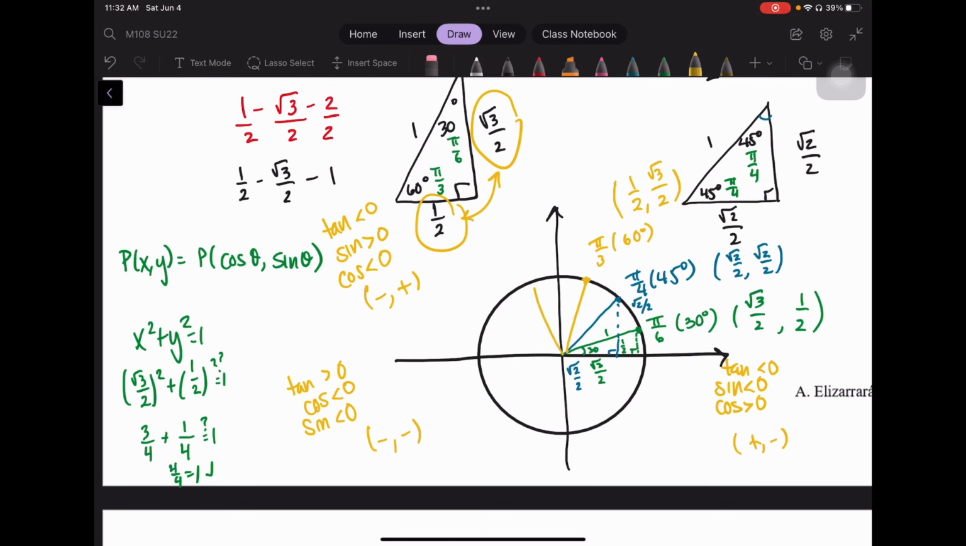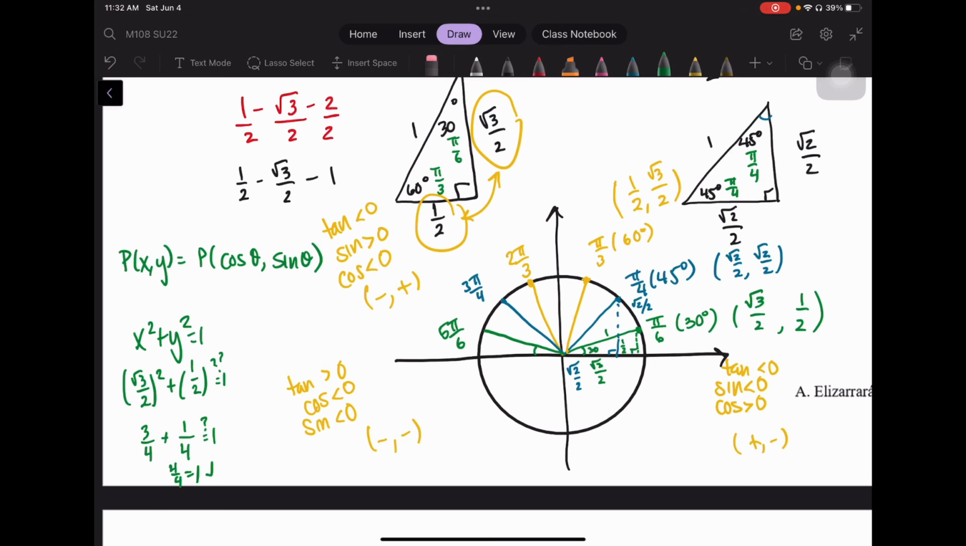Because we've got here, this value is 2 pi over 3. And then this value is 3 pi over 4. And this value is 5 pi over 6. And so we're dealing with reference angles. Notice that the yellows correspond, the blues correspond, the greens correspond.